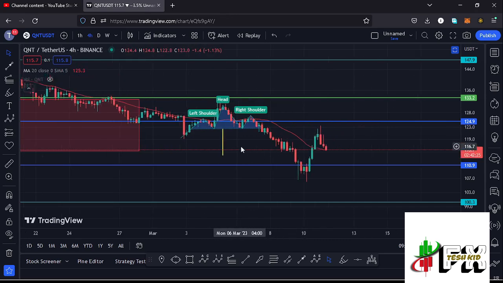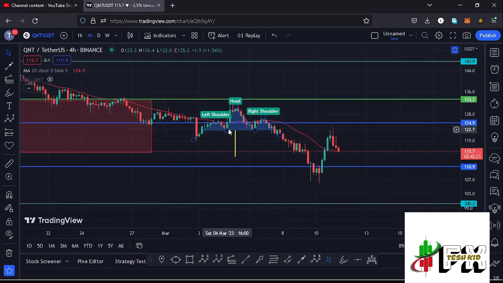We have also seen a breakout out of a chart pattern that we had formed over here, which is a head and shoulders pattern, whose minimum target area at around the $114 mark we have fully maximized in a breakdown that has now given us a low at around the $106.1 mark.